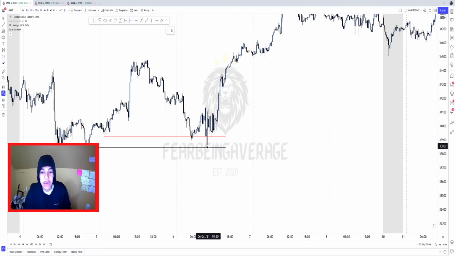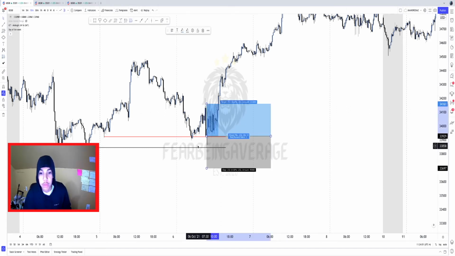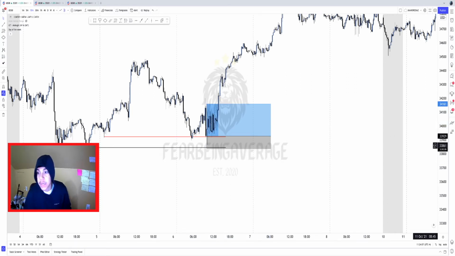So let's say we didn't even get in at this order block. We got in a little bit higher. We got in when price had this false break scenario. Keep in mind now, if you have this stop, this is about a 90 pip stop. This is a big stop.